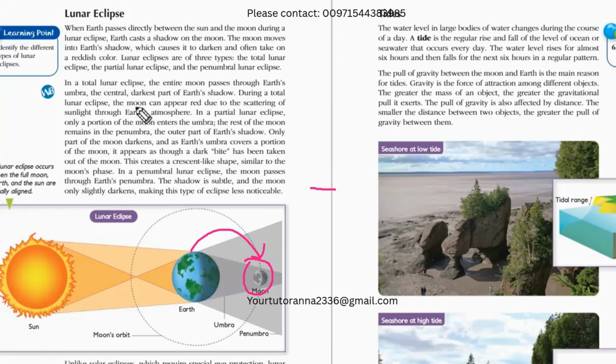Scattering of sunlight. Okay, the moon can appear red due to scattering of sunlight through the Earth's atmosphere. So it can appear a bit reddish because some of the light is passing through, even though it's in the darkest part of the Earth. Because the size of the sun is much bigger, some of the light is passing through.